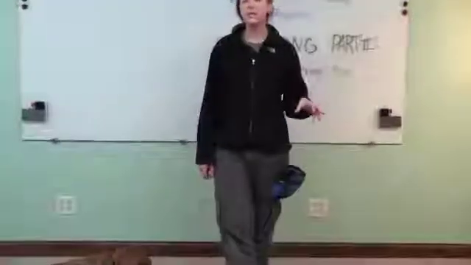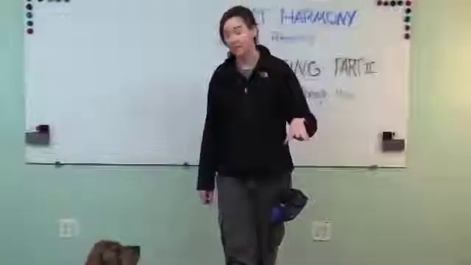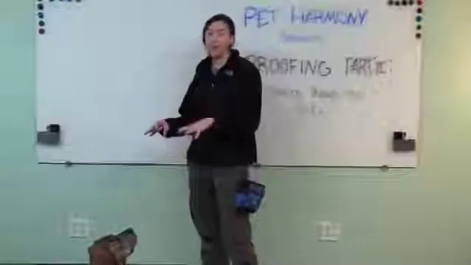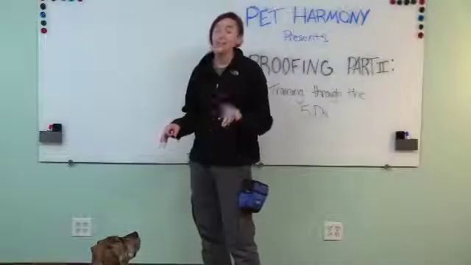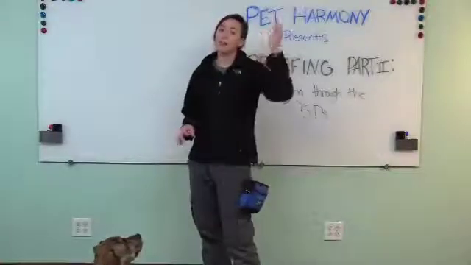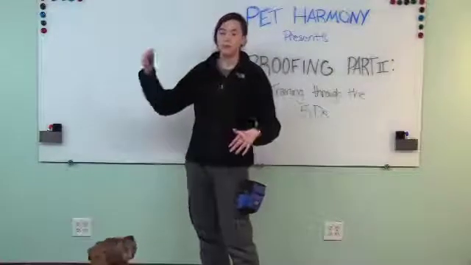Remember, when you increase one criteria, you have to decrease another criteria. So it's not going to look like this in the beginning. If your dog can only stay for a minute, you start adding distractions. Remember, decrease your duration when you increase your distractions.